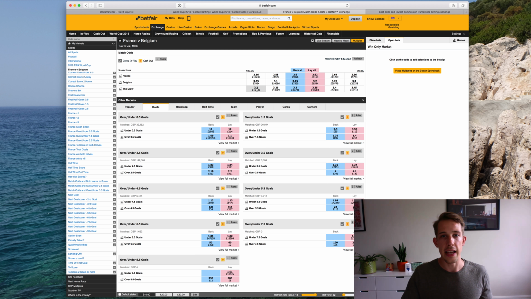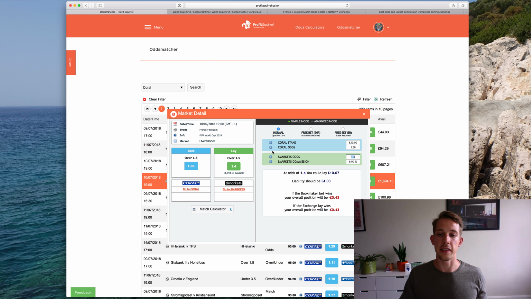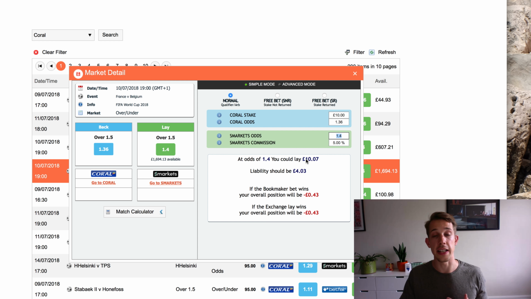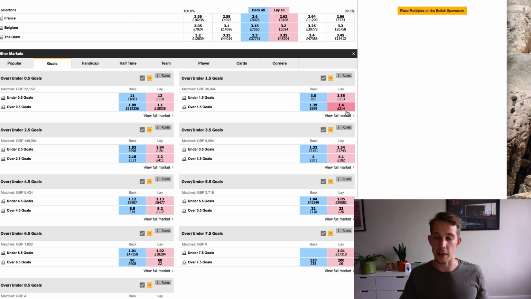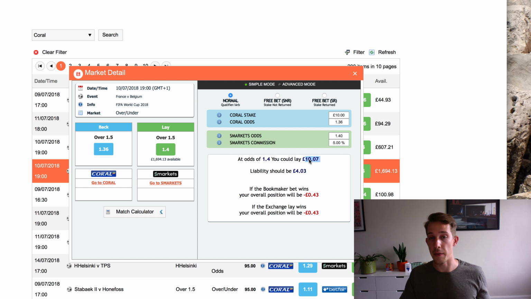The way you check that is by going into your calculator here and taking a look at what the amount is that you need to lay, what your lay stake is. So continuing with this over under 1.5 goals example, that would be £10 and 7 pence here. And if I was going to lay this in Betfair, I would go here and look at the right lay market, which is this one here, 1.4, and I'll see that there's £214 available in that market. So that availability is much greater than the £10 and 7 pence that I need to fully match it. So that's probably not going to be a problem.